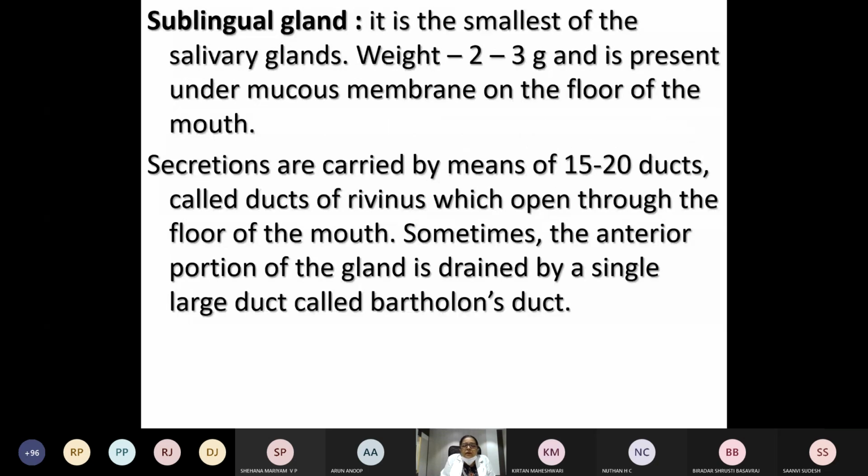Then we will come to the sublingual gland. It is the smallest of the salivary glands, weighing 2 to 3 gram, and is present under the mucous membrane on the floor of the mouth.